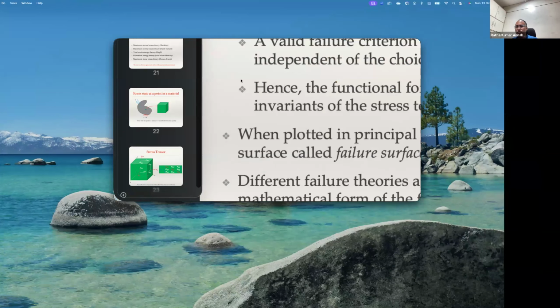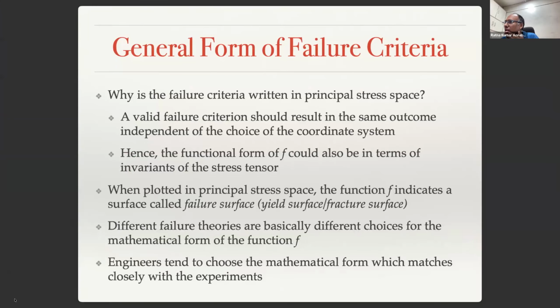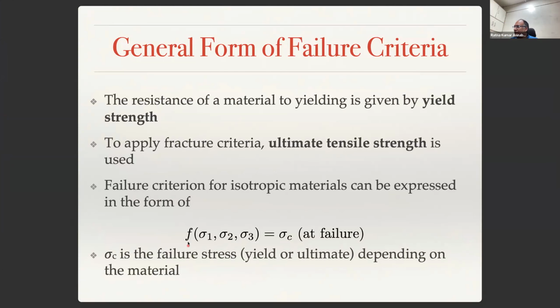Yeah. So in the last class, we talked about the general form of failure theory, which is written as a function of sigma 1, sigma 2, sigma 3. The reason why we write it in terms of the principal stress space is because it is easier to deal with. We only have to deal with 3 numbers instead of 6 numbers.